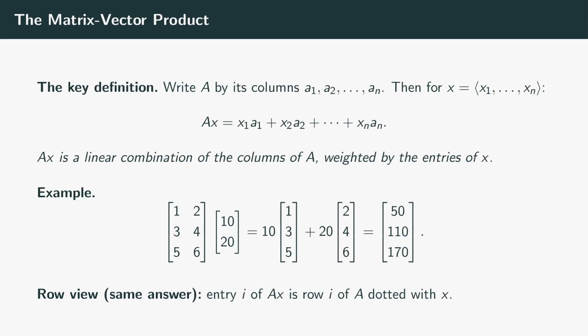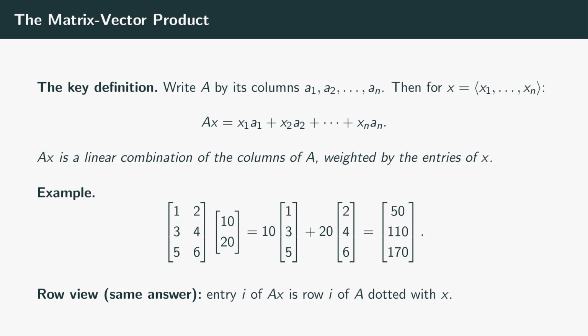Now the heart of the episode. When a matrix A multiplies a vector x, what do you actually get? Here is the viewpoint that unlocks the whole subject. Think of A as a row of columns standing side by side, the first column, the second column, and so on. Then A times x is a linear combination of those columns, where the weights are the entries of x. The first entry of x multiplies the first column, the second entry multiplies the second column, you add them all up, and that sum is the answer.